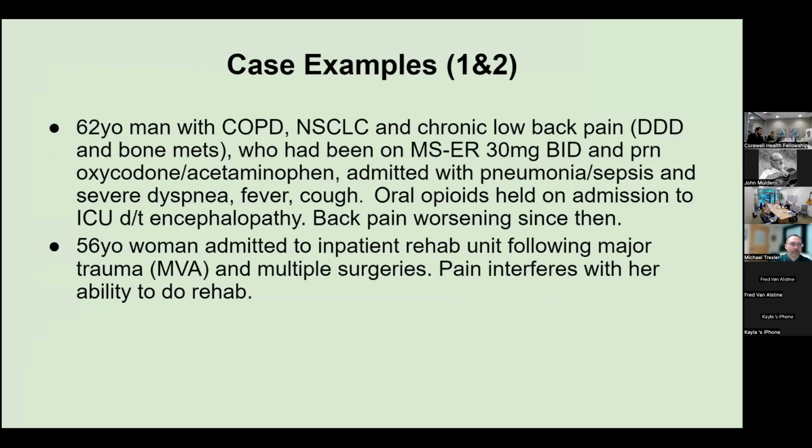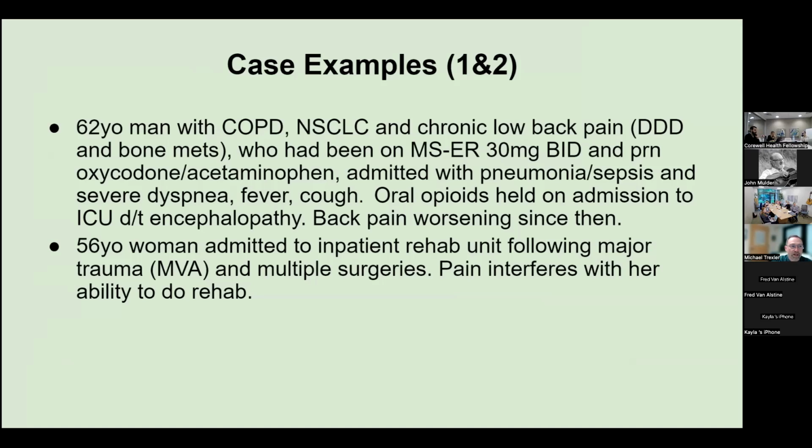I'd like to start off with two cases. One is a man with COPD, lung cancer, chronic low back pain with bone mets, but also underlying degenerative disc disease. He's been on long-acting morphine, 30 milligrams twice a day, and PRN oxycodone acetaminophen, admitted with pneumonia and sepsis, severe dyspnea, fever, cough. They held the opioids on admission because he was too sleepy. His back pain has been worsening since then.